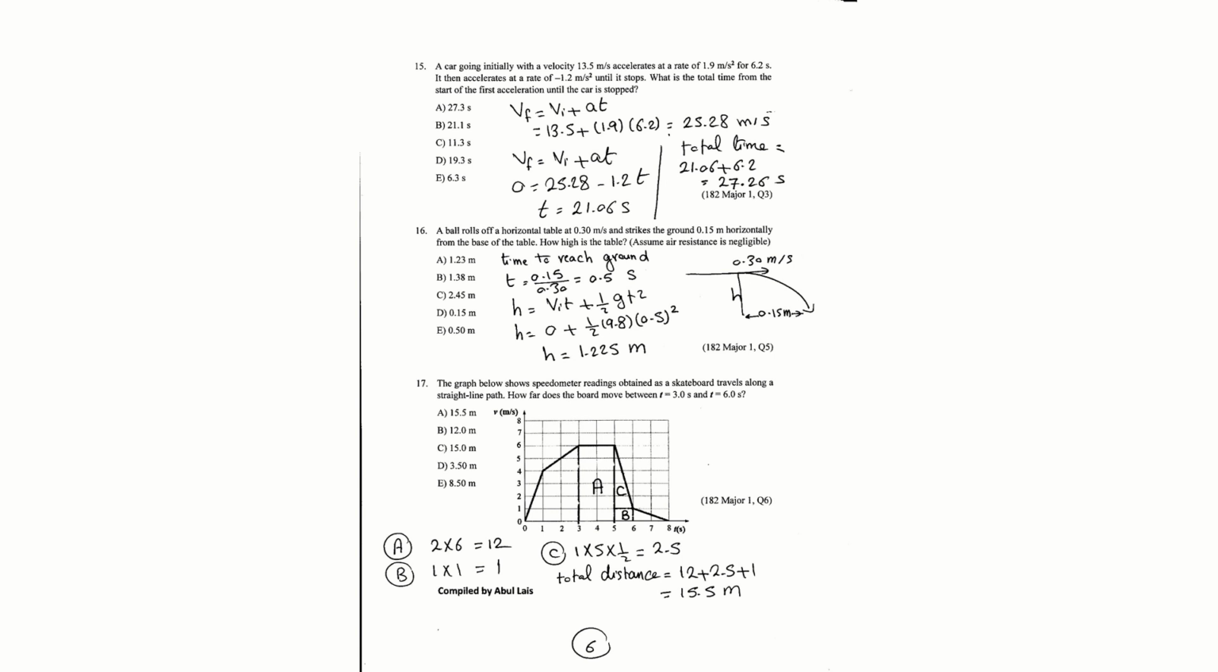Now let's move on to number 17. It says that the graph below shows the speedometer reading obtained as the skateboard travels along a straight line path. How far does the board move between 3 seconds and 6 seconds? So I guess we have solved something similar before, but we need from 3 to 6.